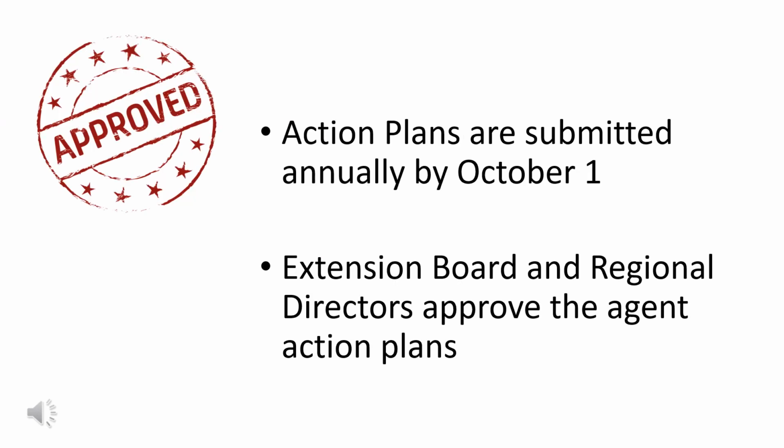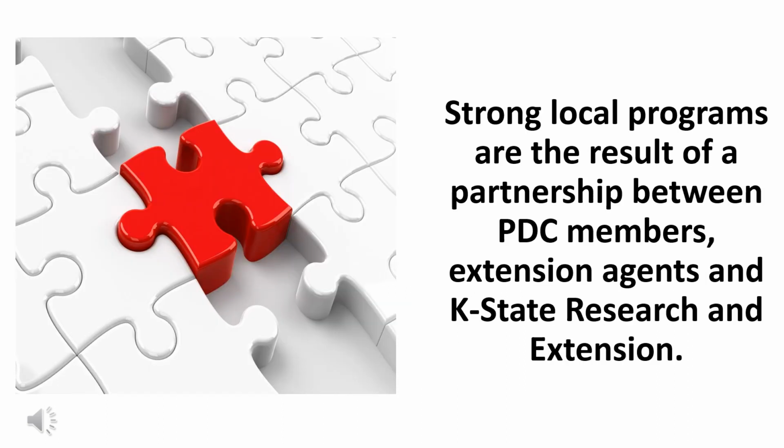Once the action plans have been completed, agents must enter them into PAIRS, our online reporting system, by October 1. An important responsibility of the Extension Board is to review and approve the program plans each year. Strong local programs are the result of a partnership between PDC members who help to identify needs, the Extension agents who deliver the programs, and K-State Research and Extension who provides educational research.